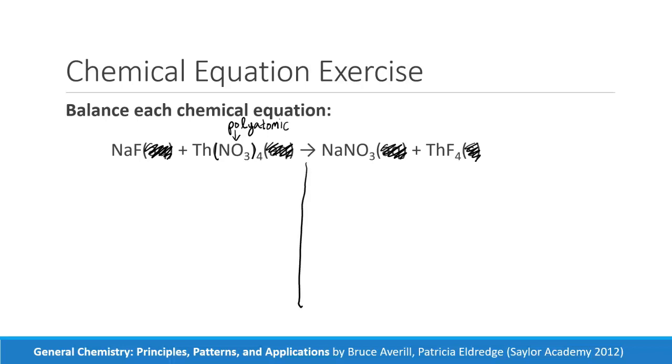And so when I list my elements on either side, we've got Na, F, TH, and then for that polyatomic, I want to keep it as everything that I see in parentheses, which is NO3. You may find it helpful if you put parentheses around it, and if you look for it on the product side, go ahead and put parentheses around it on the product side as well. And then we want to list all the elements in the same order on the product side.